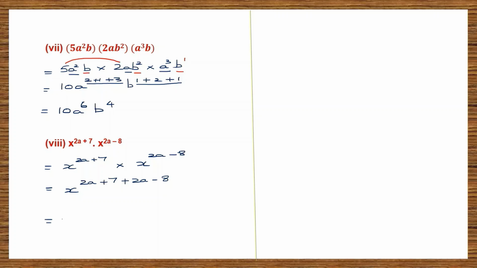So this will be x raised to the power of, now we have to work out what is given here. Let's take the two a's together. So that will be 2a plus 2a is 4a. Now let's take plus 7 minus 8. If I say plus 7 minus 8, signs are different. I have to put the sign of the bigger number, minus, and subtract. 8 minus 7 is 1. So this will be 4a minus 1. So what is our answer here? x raised to the power of 4a minus 1.